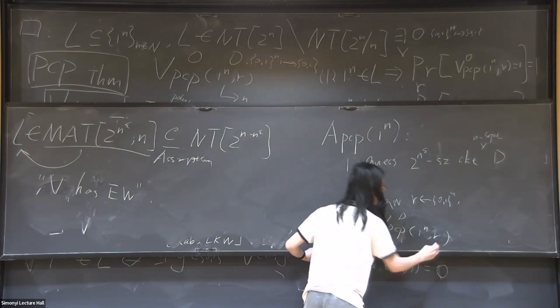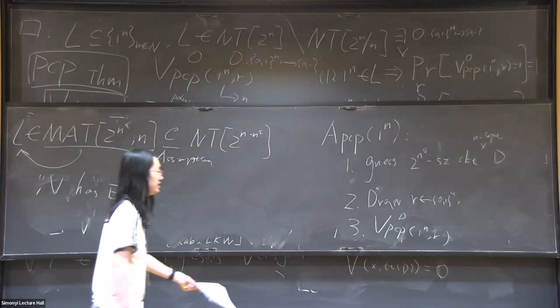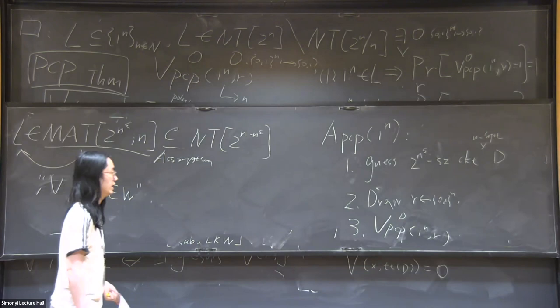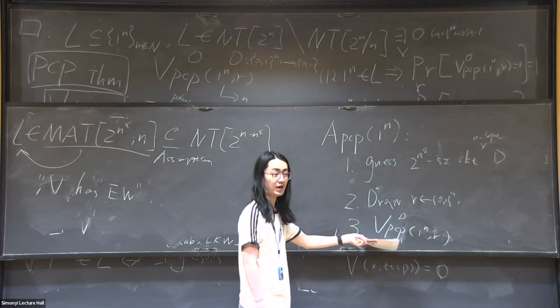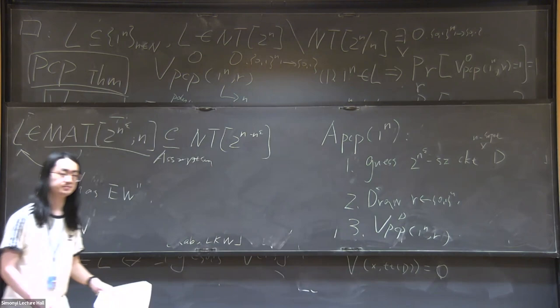This is the algorithm. So first of all, let's verify the running time and the randomness. That's all the random bits here, so this M makes sense. And the running time is very simple. You simulate the PCP verifier. Whenever it wants to query something, you evaluate the circuit D, and the whole running time is going to be 2^(n^epsilon). Is this clear? Thank you.